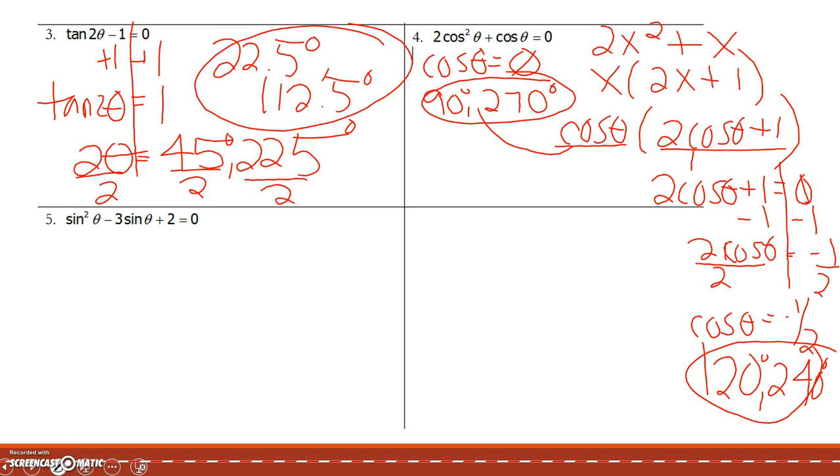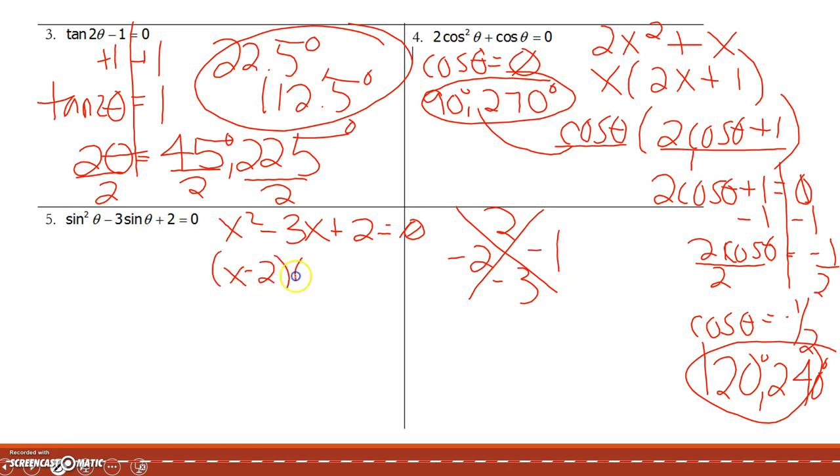So number 5. Number 5 is also a factoring problem. And so if the signs confuse you, instead of sine squared, I can use x squared. 3 sine theta is like 3x plus 2. And now hopefully you can see that now we can slide and divide this. And so I put a 2 up top and a negative 3 down bottom. So what multiplies to 2 and adds to negative 3 is negative 2 and negative 1. So this would be x minus 2, x minus 1.